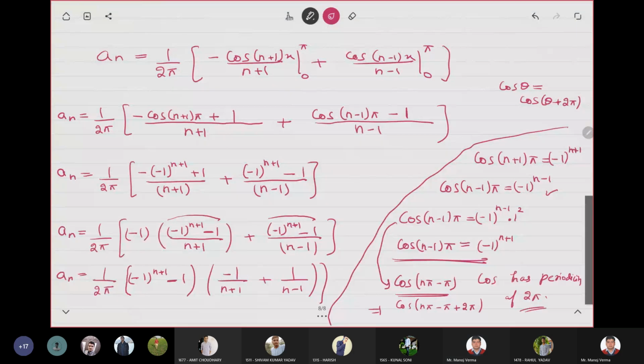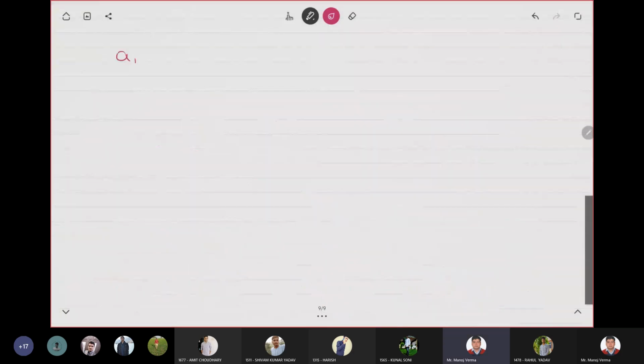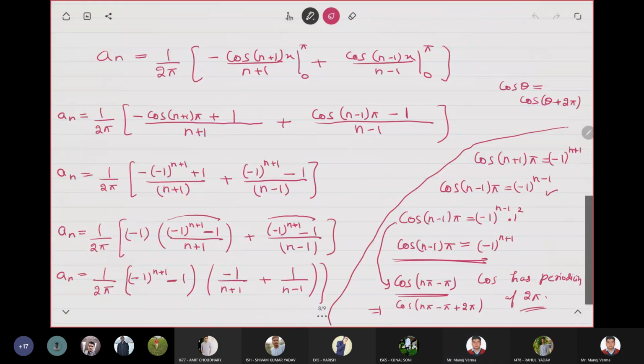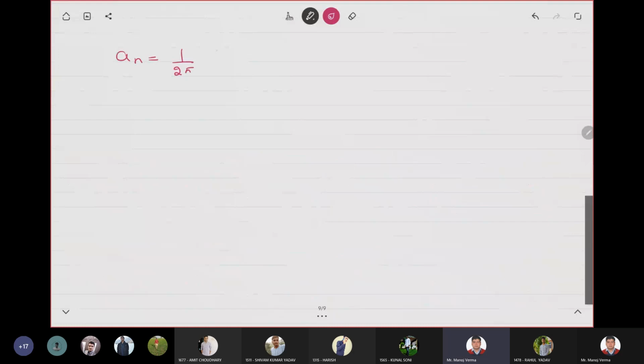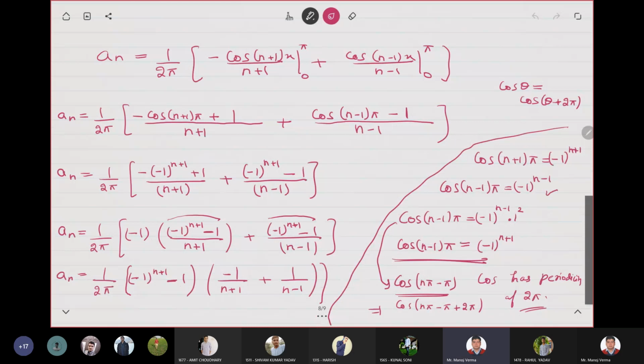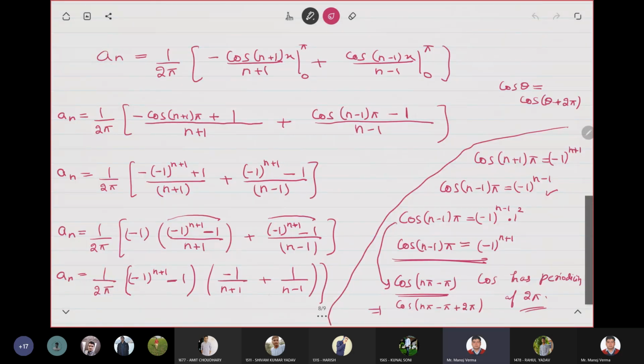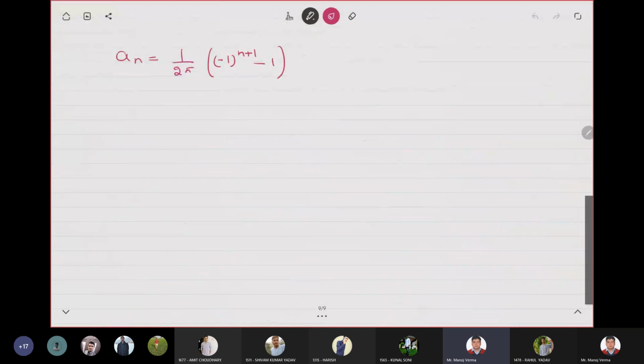So now I have to see, this an will now become 1 over 2π, minus 1 raised to the power n plus 1 minus 1, and the second term was 1 upon n minus 1 minus 1 upon n plus 1.